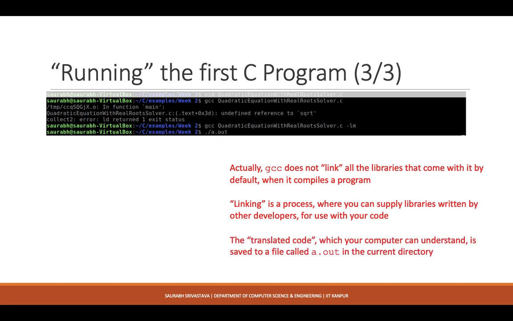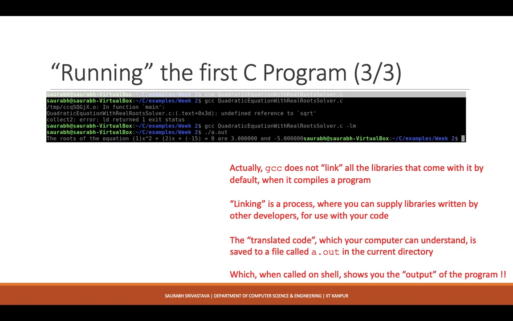Now this particular command will execute without any errors. You can see there were no errors, and the translated machine code that I was talking about is stored in a file called a.out. This a.out is inside the current directory, wherever you gave the GCC command. If you want to execute your program, that is the way: you simply say dot slash a dot out, and remember dot is your current directory.